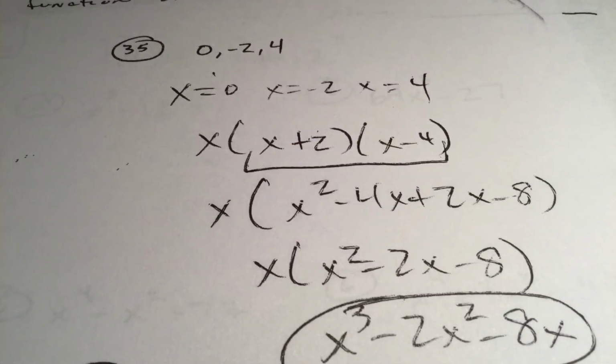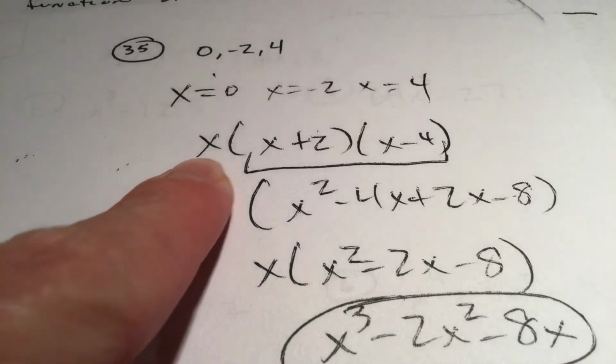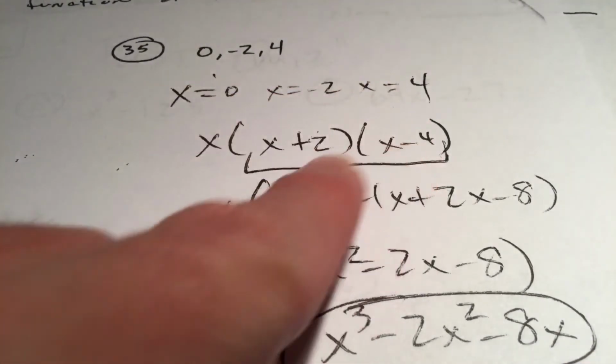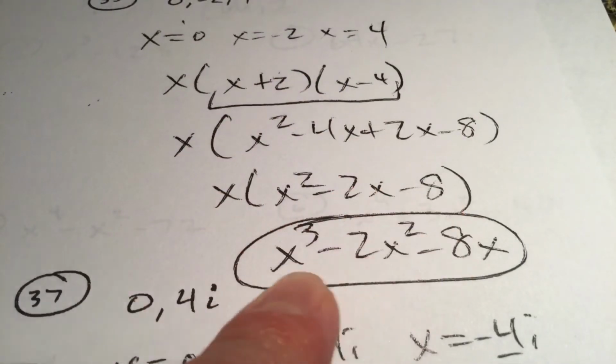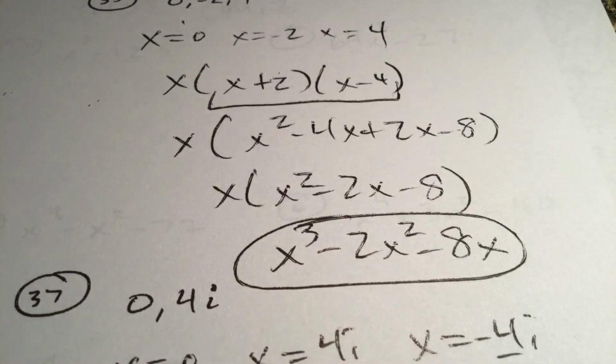35 is pretty easy. I told you x equals 0, x equals negative 2, x equals 4. So if x equals 0, it's just an x. That'd be x plus 2. That'd be x minus 4. I FOILed this first. And then I multiplied everything by an x. And that is my equation.